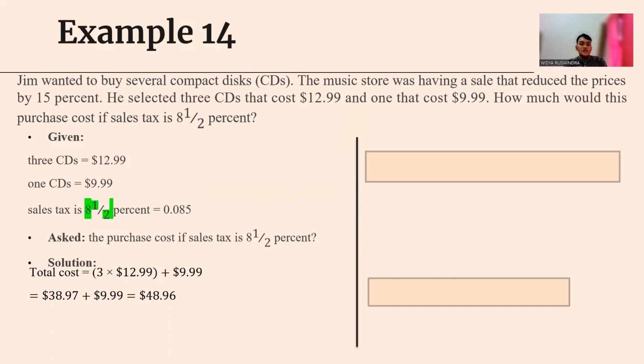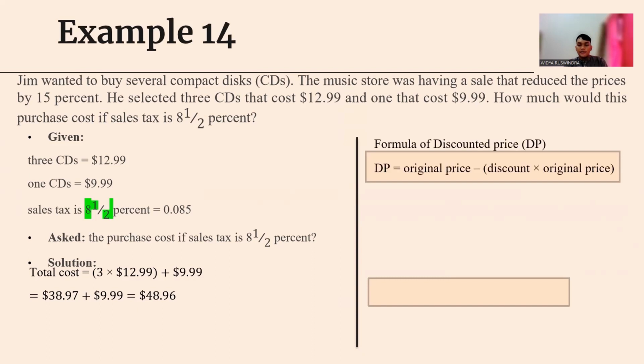The solution. The total cost is 3 CDs plus 1 CD. So parenthesis 3 times $12.99 plus $9.99 equals $38.97 plus $9.99 equals $48.96.